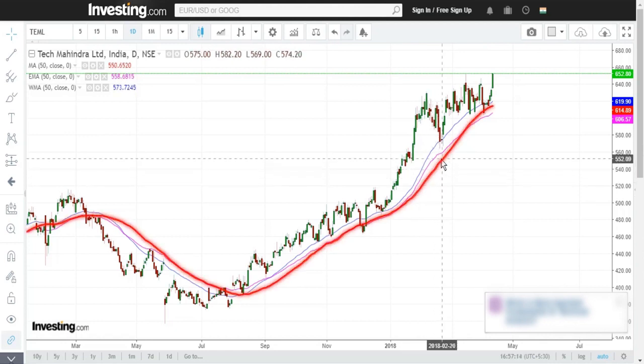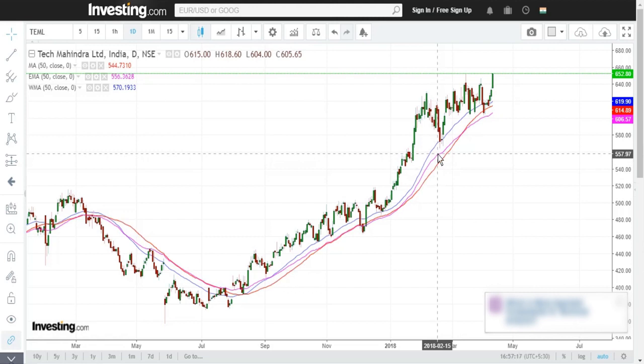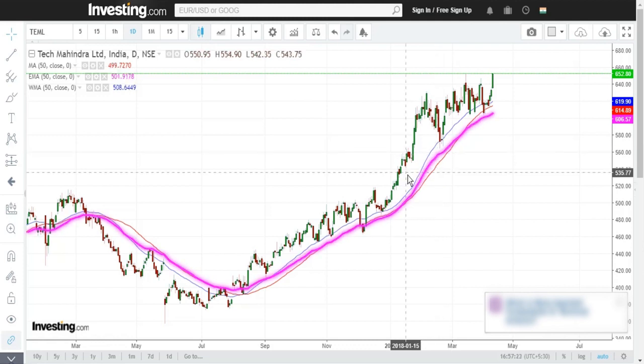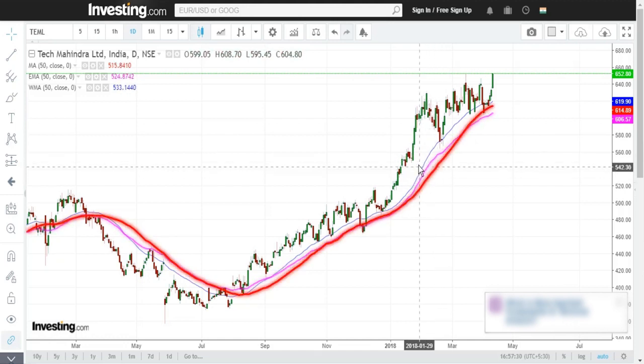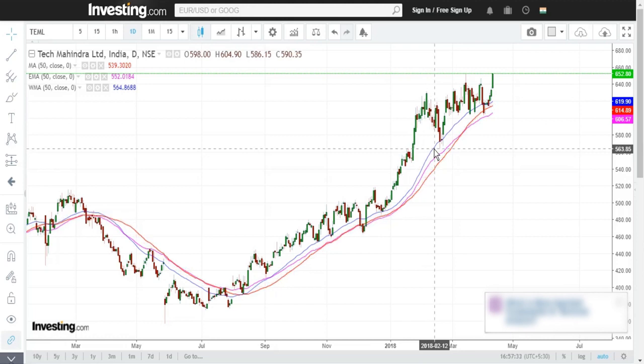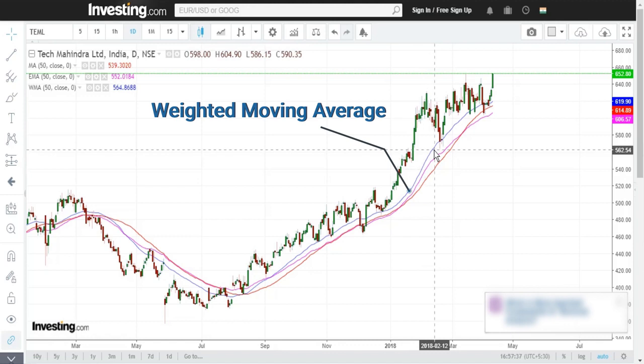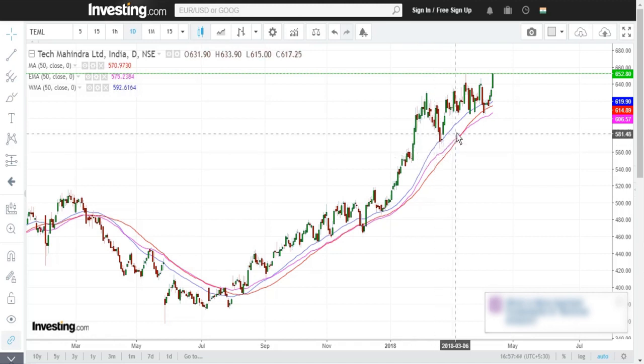See, the red line is the most lagging, the pink line is the next after that, because it is giving a little bit more importance to the price movement, and as price is going higher, the pink line moves faster in the higher direction than the red line. Now here comes the blue line, which is the weighted moving average. The weighted moving average gives much more importance to the near term data, and that's why it is the fastest reacting moving average.